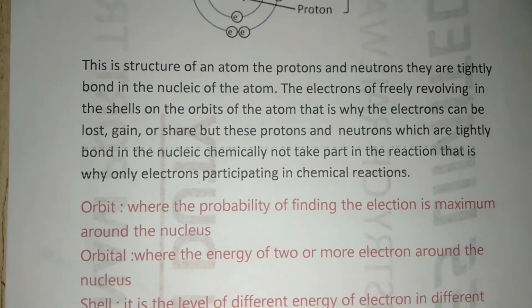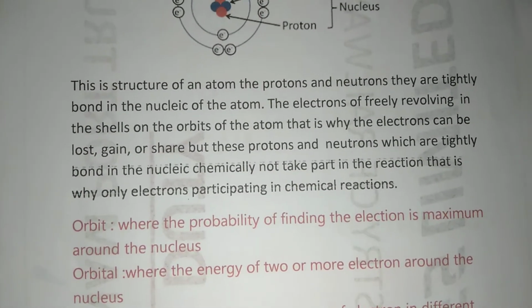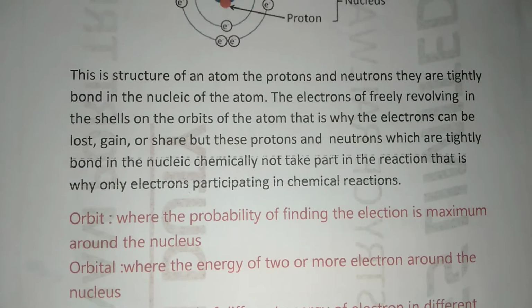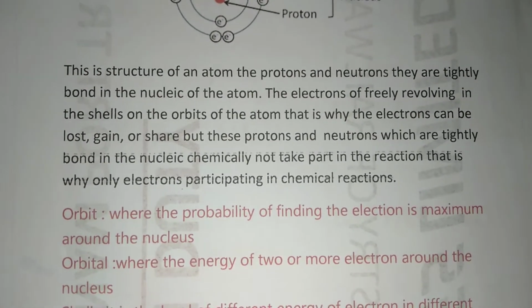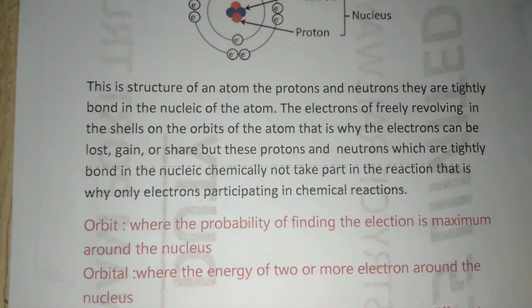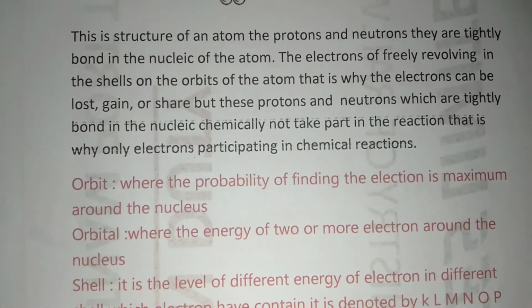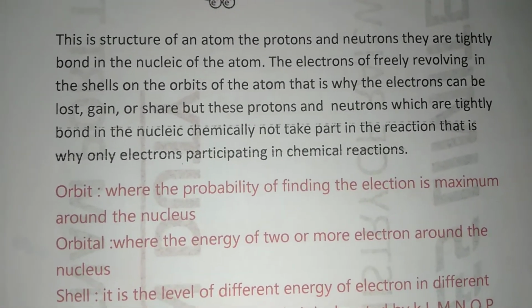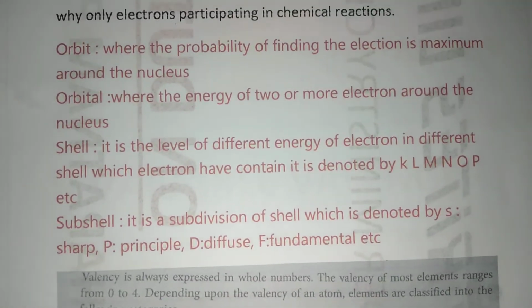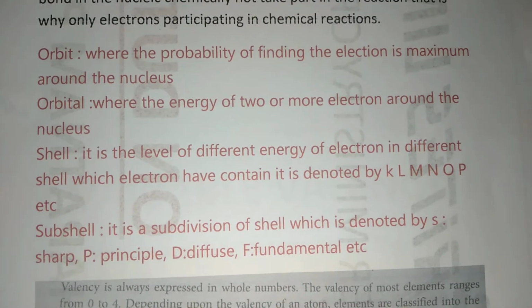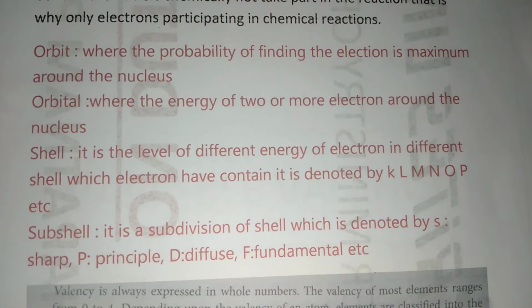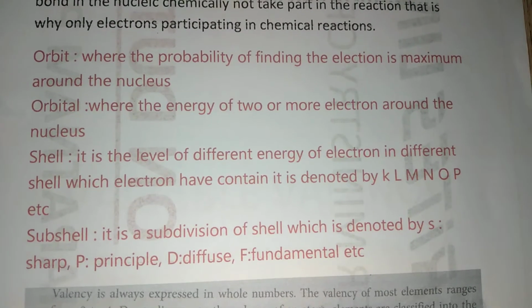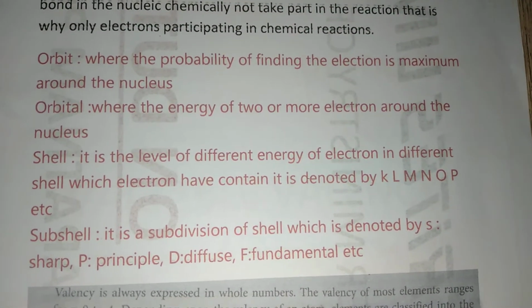That is why the electrons can be lost, gained or shared, but the protons and neutrons, which are tightly bound in the nucleus, do not take part in chemical reactions. Only electrons participate in chemical reactions. Orbit is where the probability of finding the electron is maximum around the nucleus. Orbital is where the energy of two or more electrons is around the nuclear shell.